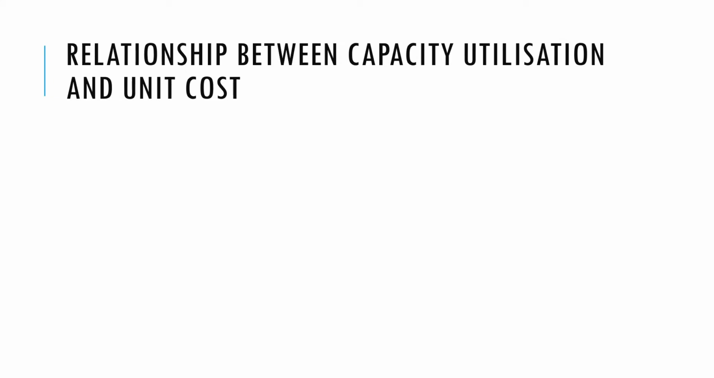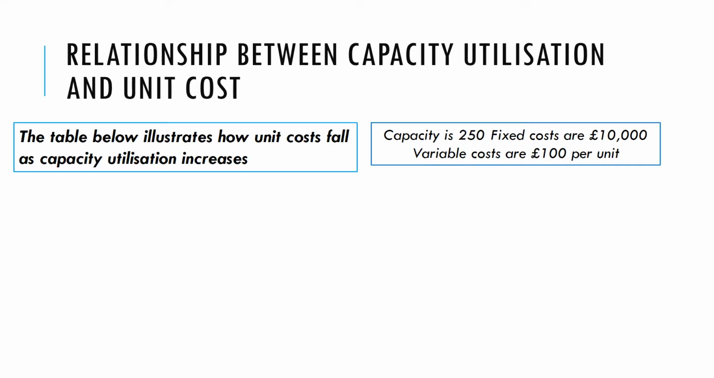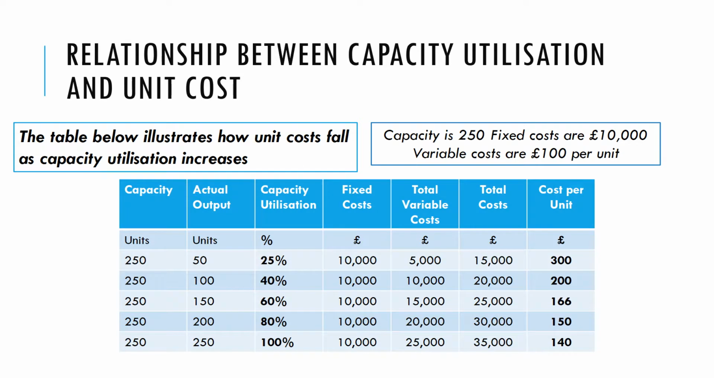Now there's a relationship between how well a business uses its capacity and the unit cost. Let's assume here that the capacity is 250, fixed costs are 10,000 and variable costs are £100 per unit. The table here illustrates how unit costs will change as capacity utilisation increases. So on the left we have our capacity. Now the capacity doesn't change, it's 250 units, the maximum number of units that could be produced.